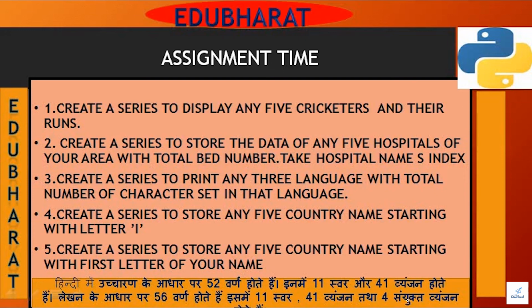So I have given you the 5 questions. Create a series to store any 5 country names starting with the letter I, or another starting letter of your name. For example, your name's starting letter is C or maybe K. So you just think about that: which country name starts with the letter C or maybe K. So you think about those 4 or 5 country names and make a series of them with the index value or any other value. So I hope you all understood this.